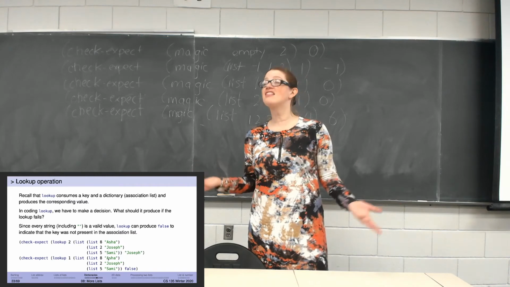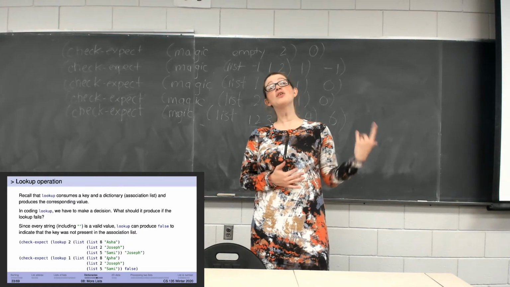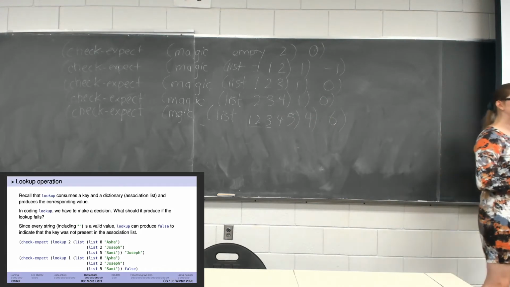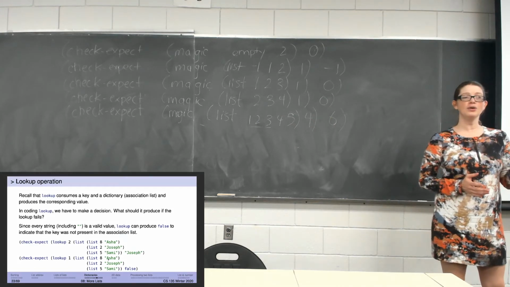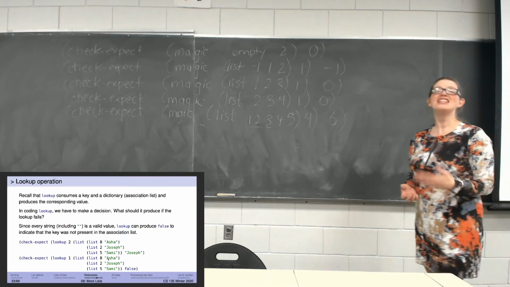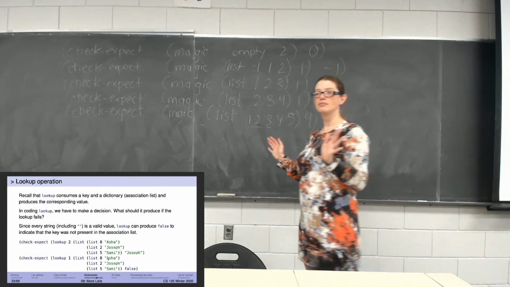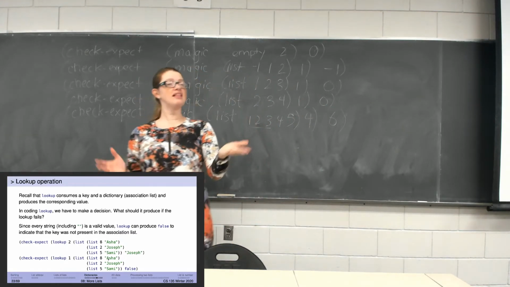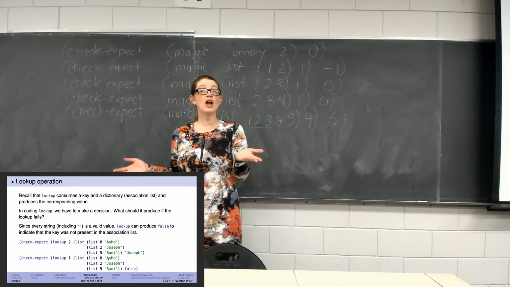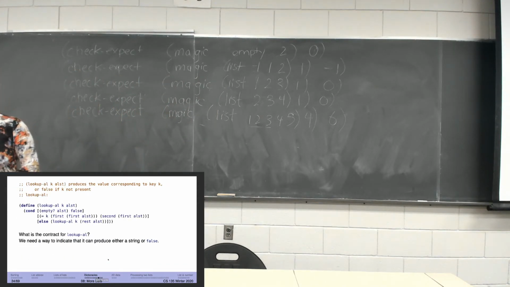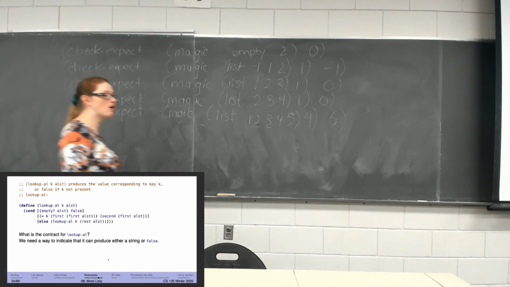You can return anything. And so what we're going to do in this lookup function is if the entry exists, produce the string value. And if it doesn't exist, we'll produce false, a Boolean, to indicate it's not here. That way, every possible value is allowed. We're not restricting the values. But the question then becomes, how do you show that in the contract?